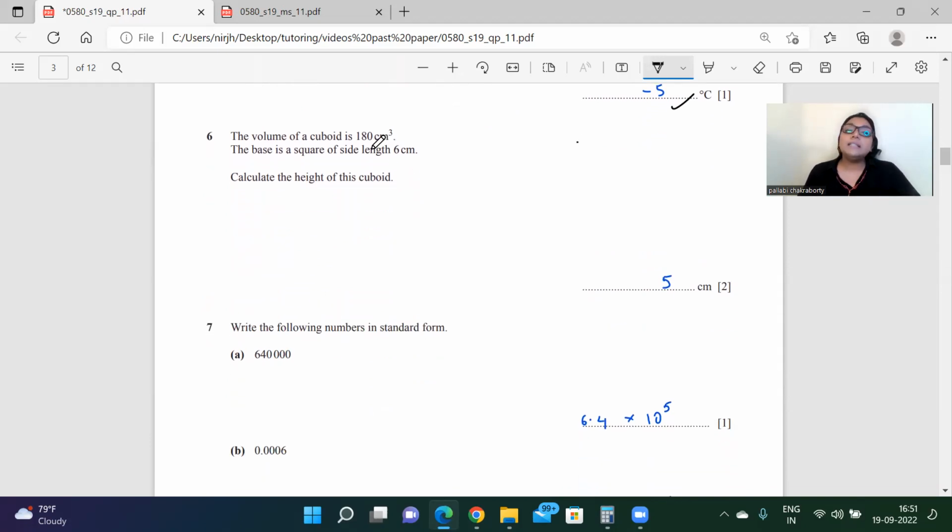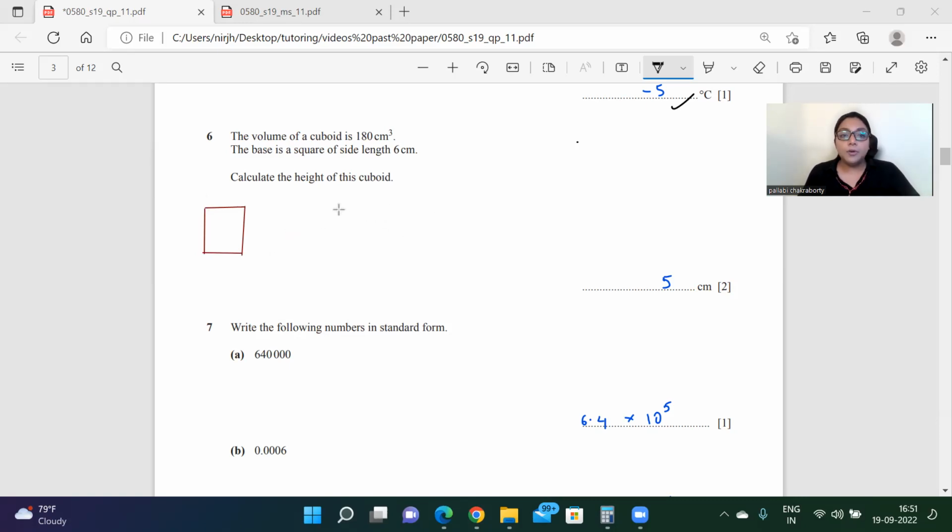Volume of a cuboid is given as 180 centimeter cube. The base is a square. So remember, the property of a square is that all the sides are equal. So if you make a square, all sides are equal. That is what we will use over here.